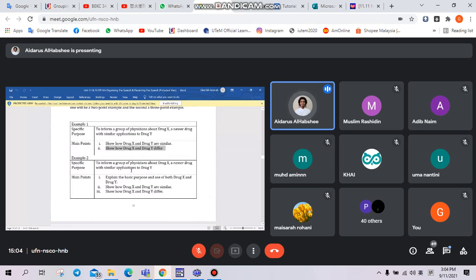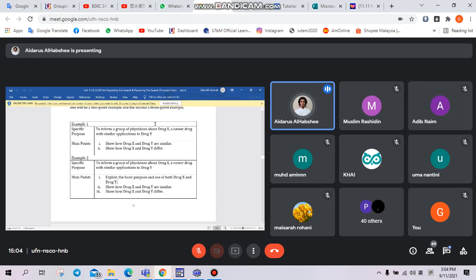For the second example, okay, so just the same. You can use this if you are using just 2 points, yeah, but if using 3. Okay, so explain the basic purpose and use of both drug X and drug Y. So the first main point is for you to explain regarding both items in the topic. Okay, the ones that you are comparing and also contrasting.